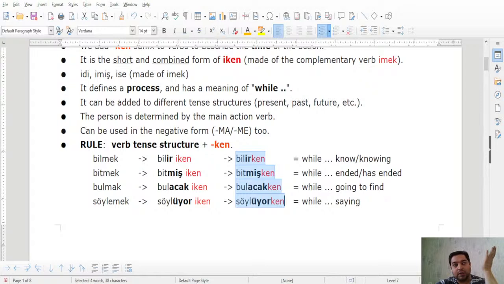But in 95% of cases, unless you really have to specify them separately and stress them, maybe by intonation for a certain specific purpose, you will never separate them, okay? You will just pronounce them together. Bilirken as a suffix, not as a separate word iken, but as a suffix. Bilirken, bitmişken, bulacakken, söylüyorken, görürken, yaparken, oynarken, verirken, and so on and so on, okay? They're always together.